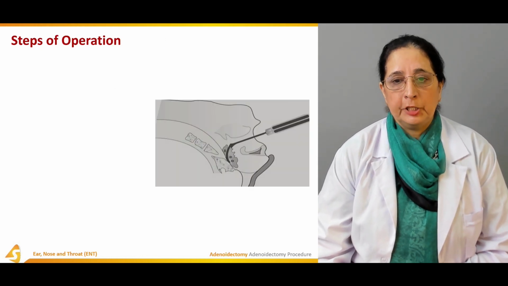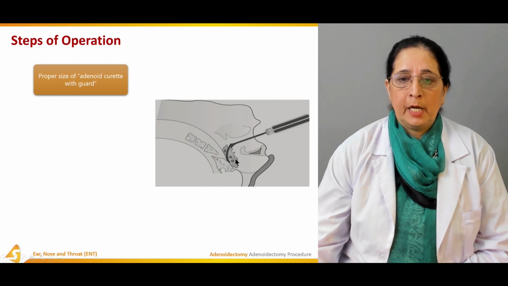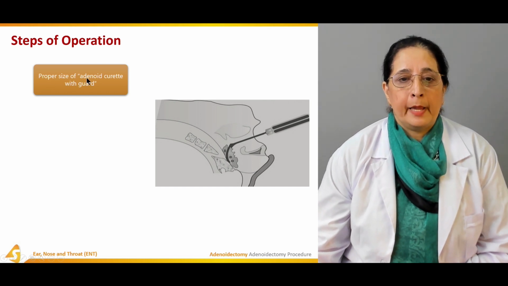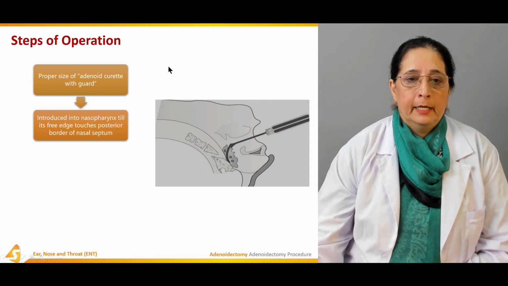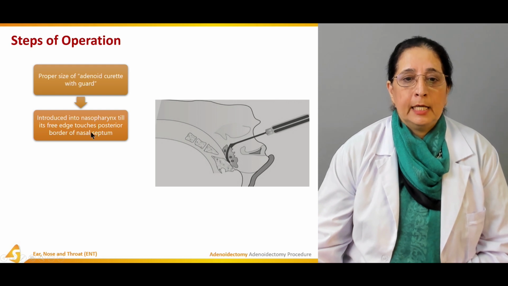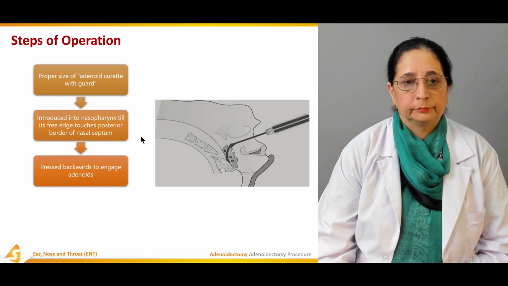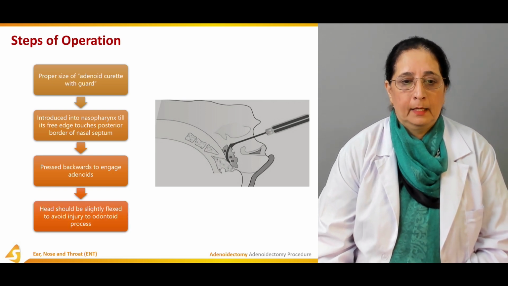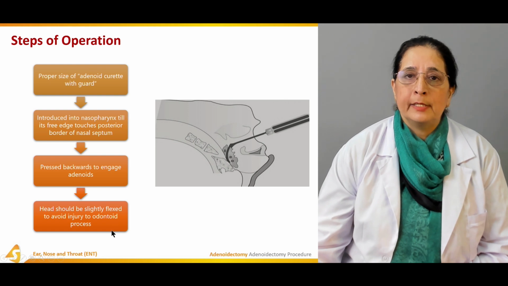Steps of operation. You can see that's the adenoid tissue that needs to be removed with the help of the curette. A proper size adenoid curette with a guard is used for the procedure. Introduce it into the nasopharynx till its free edge touches the posterior border of the nasal septum. Press backward to engage the adenoids. The head should be slightly flexed to avoid injury to the odontoid process.